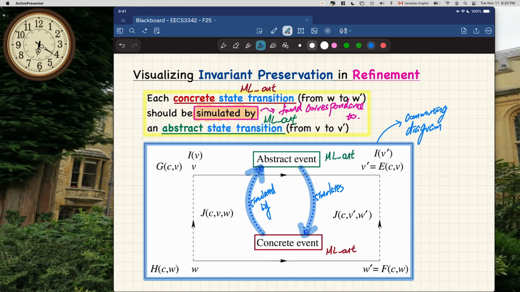Okay. Let's understand the different components here. Let's start with the concrete world. I'll start with the left bottom corner. So here, H is the concrete guard. Where the concrete guard is true, that means the concrete event is enabled.